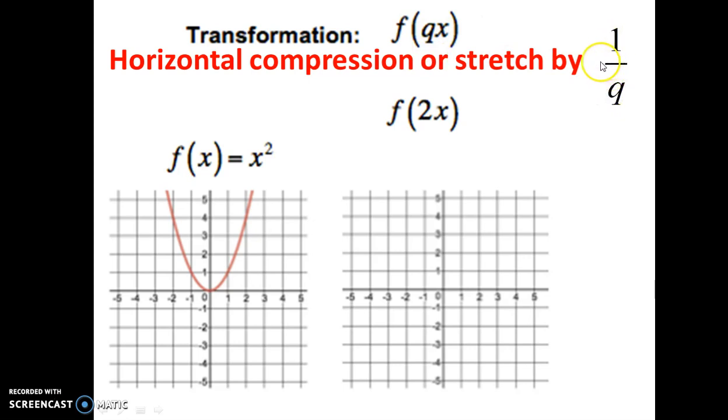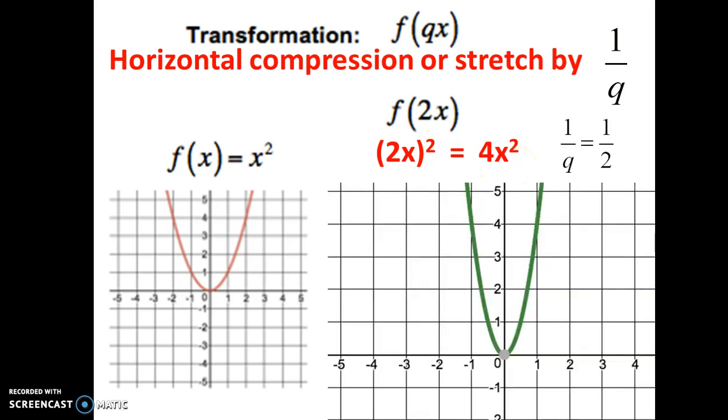Really important to remember. All right, so we have the parent function here. Here it says 2x. So that 2x is going to replace this x and this x. So this here is going to be replaced with 2x. So we have 2x squared. That simplifies to this. And then that graph is going to look like this.